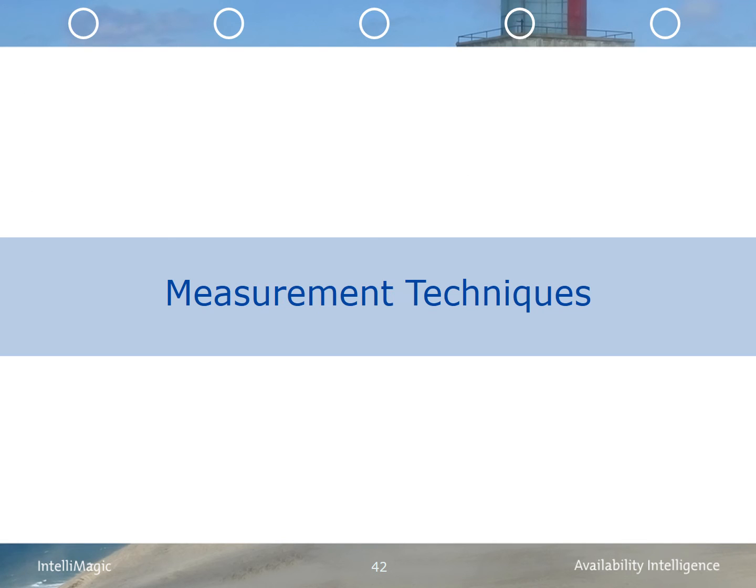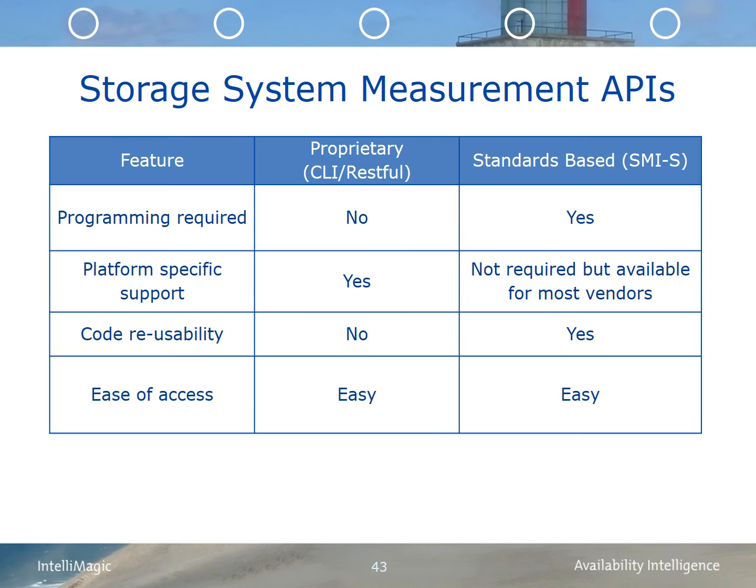In this section, we're going to discuss the different types of measurement techniques that are available. Over the last few years, there's been a lot of improvements in the way that you can get data. There's actually several ways you can get data. You can get data through CLI. You can get data through standards such as SMI-S. They all have their pros and cons.